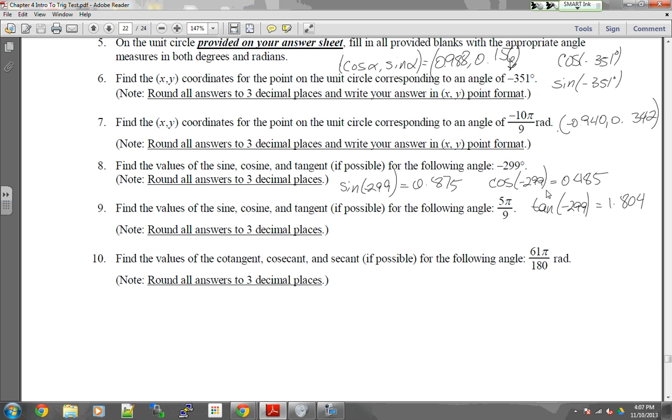All right. Now, number 9 is just like number 8, except with a different angle. So the sine of 5 pi over 9 equals, the cosine of 5 pi over 9 equals, and the tangent of 5 pi over 9. Again, make sure you're in the right mode. Make sure you're in Radian mode.